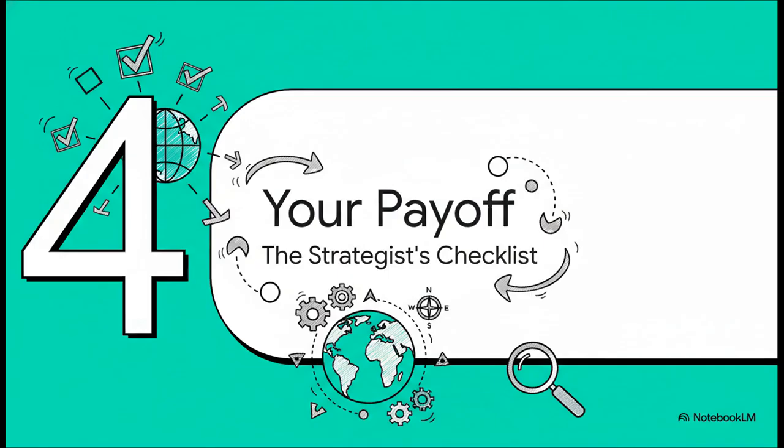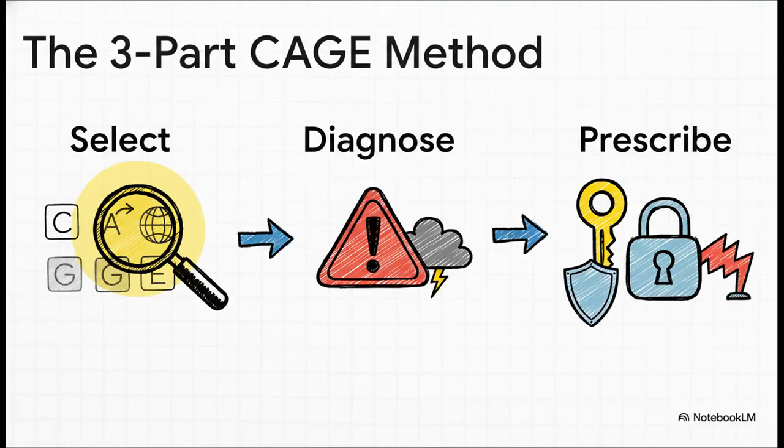Okay, let's boil this all down into a final checklist. This is something you can use anytime you're looking at a global strategy. This is really the big payoff. It all comes down to this simple three-part method. First, you select. You pick the one or two CAGE factors that matter the most. You have to ignore the noise to stay focused. Second, you diagnose. You use those factors to explain the specific risks in that market. And third, you prescribe. You explain exactly how the company's strategy is designed to lower those specific risks. Select, diagnose, prescribe. That's the formula.